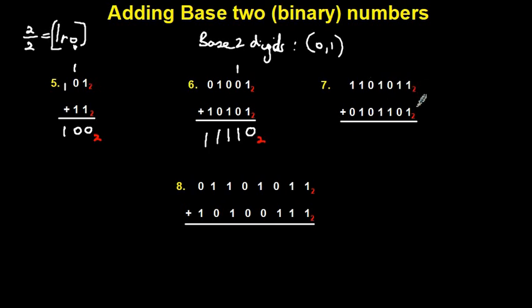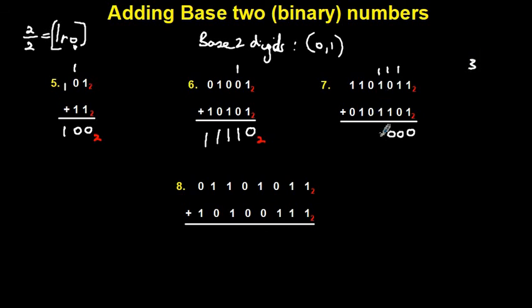Looking at number 7 now. 1 plus 1, remember, put down your 0, carry your 1. 1 plus 1, same thing, 0, carry your 1. 1 plus 1, 0, carry your 1. 1 plus 1, 2, plus 1, 3. So that is a 3.